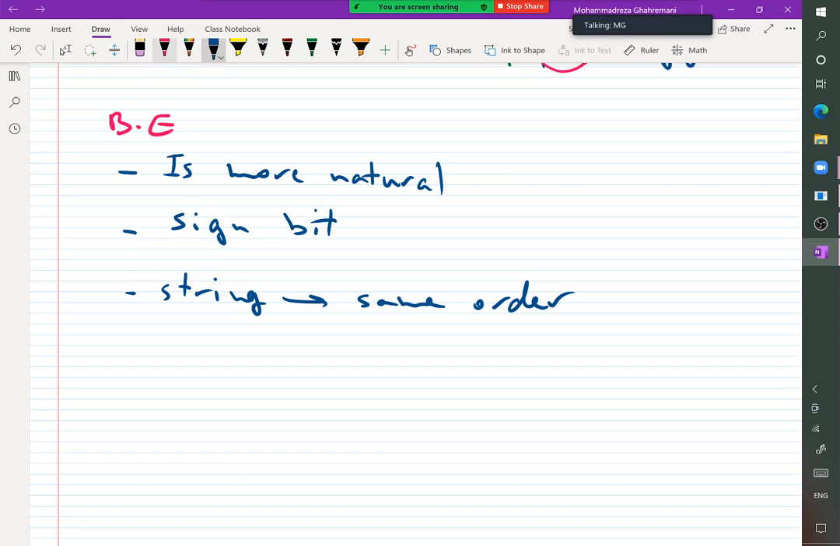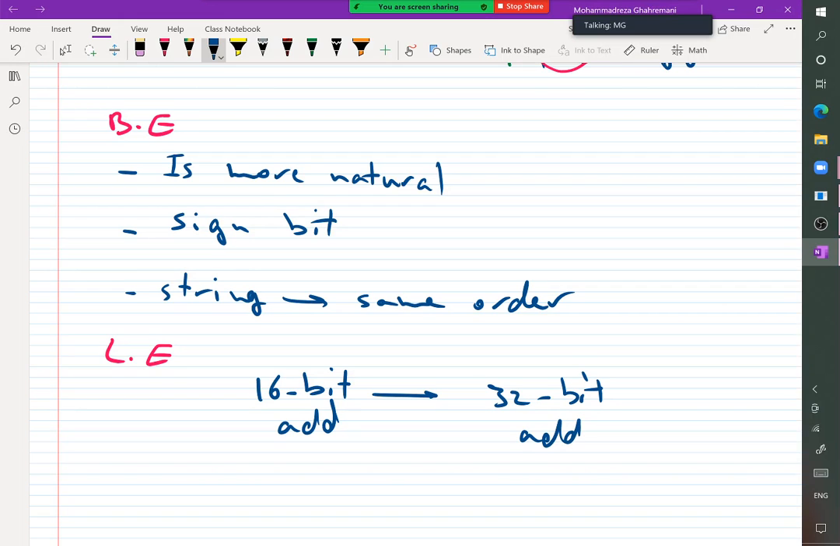Okay, but what about Little Endian? Does it have any advantage? Yes, it has a big advantage. Converting, for example, a 16-bit number to a 32-bit number, or rather a 16-bit address to a 32-bit address in the memory, doesn't require any arithmetic operations.